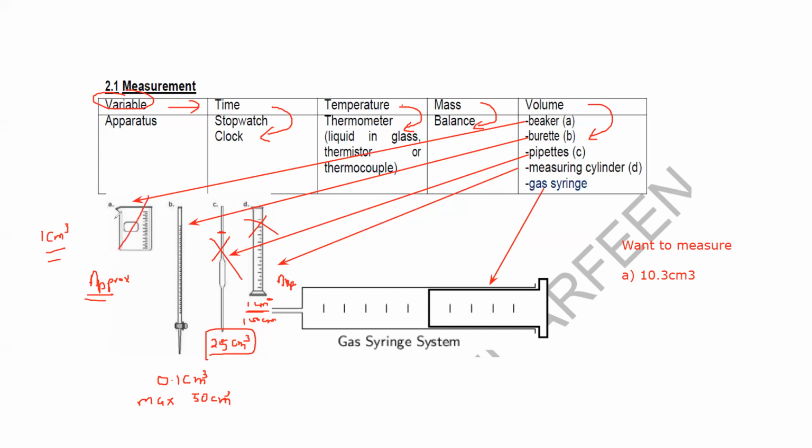The most accurate apparatus to measure 0.1 cm cube is a burette. So the correct answer for measuring 10.3 cm cube is a burette. Whenever you want to measure a volume as accurately as possible, to 0.1 cm cube, you will always prefer the most accurate apparatus, which is the burette.